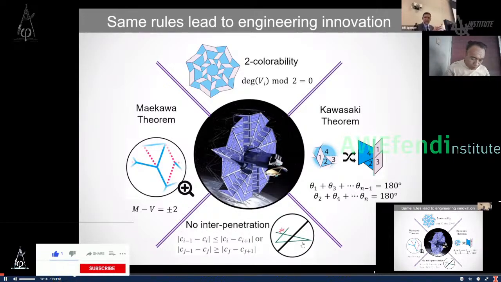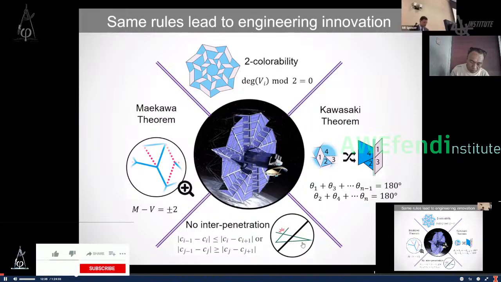And then, for example, here, you can count. This one I just did. You have 1, 2, 3, 4 mountains and the 2 valleys. The difference is 2. Okay, and you can try this by yourself. No matter how complex the origami is, this has to be satisfied.